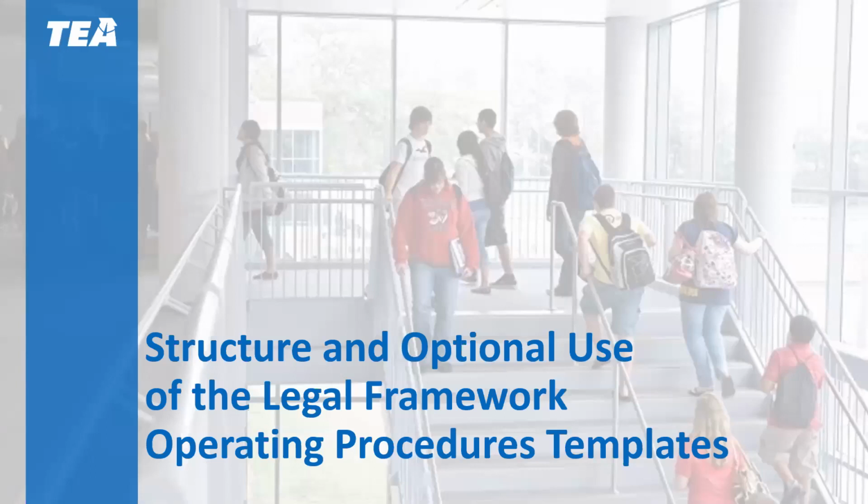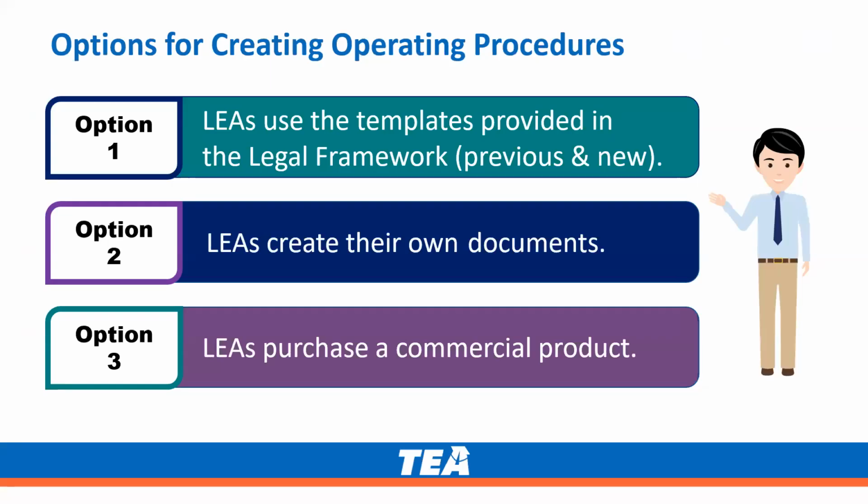So the structure and optional use of the legal framework operating procedures templates. There are different options for creating your operating procedures. Option 1, LEAs use the templates provided in the legal framework, previous and new. So we still have the previous ones, and then we have these new ones. Option 2, LEAs can create their own documents, or option 3, LEAs may purchase a commercial product.